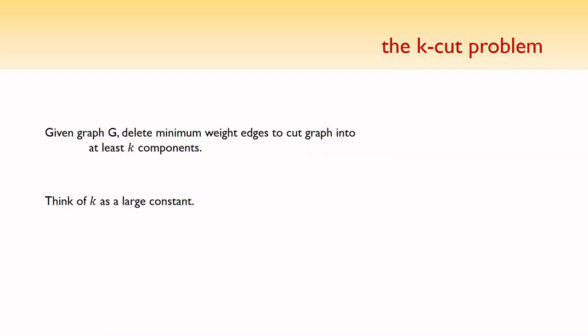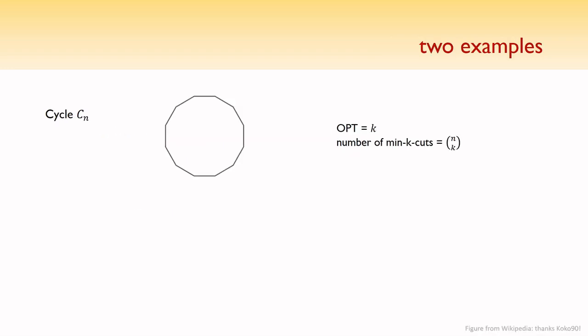Let's begin with the K-cut problem. Given a graph G, we want to delete the min-weight set of edges to split the graph into at least K components. Throughout this talk, think of K as a large constant, say 100. We'll be considering two canonical graph examples that shed some light on the K-cut problem and algorithms to solve it.